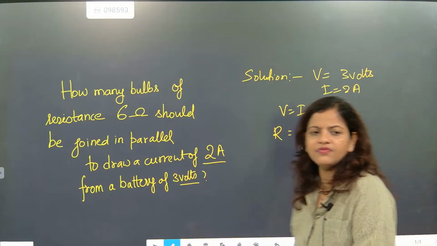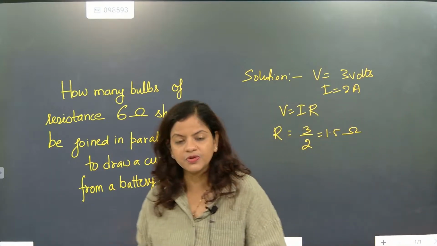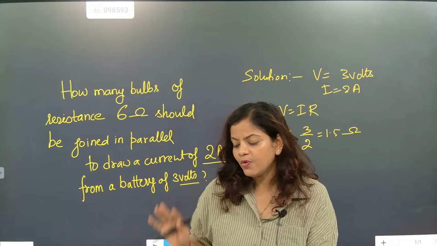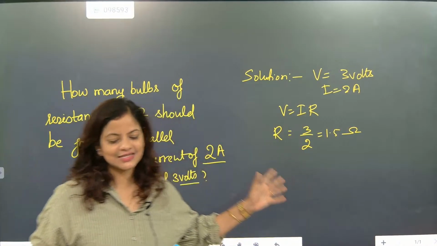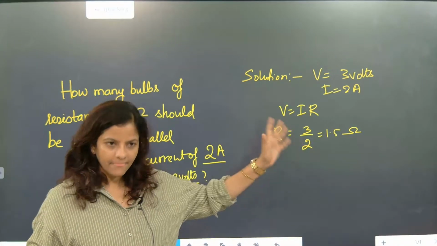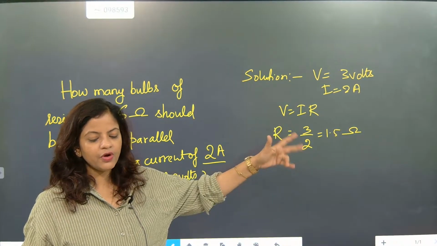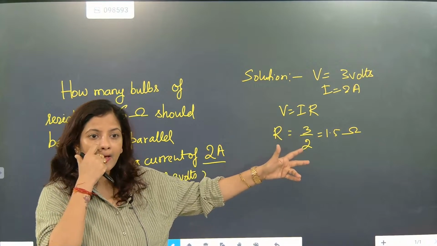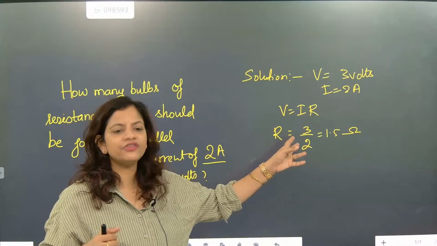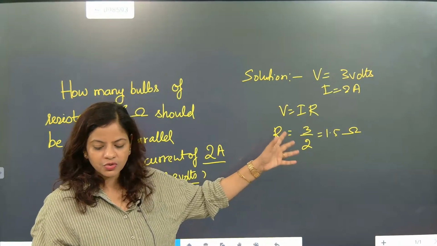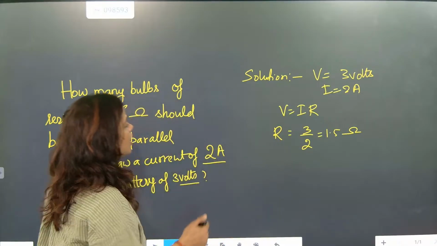So every bulb will have resistance of how much? The total resistance, the entire resistance, is supposed to be how much, beta? So 1.5 ohm is the resistance of the entire circuit. That is called the equivalent resistance. Note down, please, children. That is considered equivalent resistance.